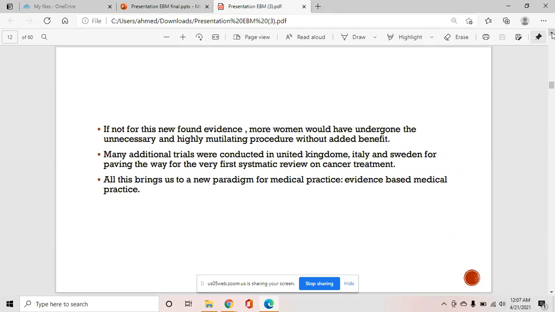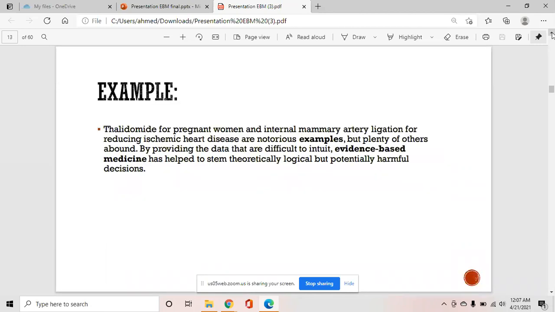Many additional trials were conducted in the United Kingdom, Italy, and Sweden, paving the way for the very first systematic review on cancer treatment. All this brings us to a new paradigm for medical practice, evidence-based medical practice. For example, thalidomide for pregnant women and internal mammary artery ligation for reducing ischemic heart disease are notorious examples, but plenty of others abound. By providing data that are difficult to dispute, evidence-based medicine has helped to stem theoretically logical but potentially harmful decisions.